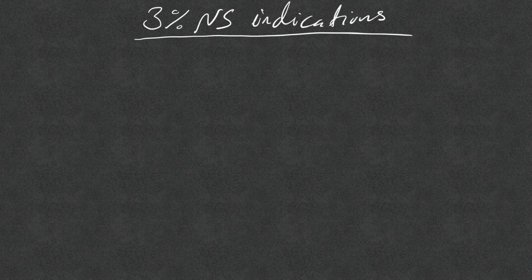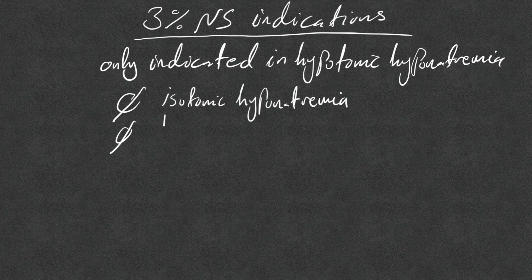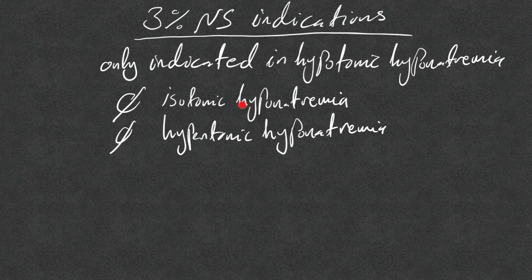Remember, 3% normal saline is only indicated in hypotonic hyponatremia, which means 3% NS is not indicated in isotonic hyponatremia or hypertonic hyponatremia. As you know, we said this is an artificially low sodium concentration, so there is no clinical implication, no treatment required, and hypertonic hyponatremia does not cause symptoms related to hyponatremia. So there is no worry of hyponatremia related symptoms or worries about overcorrection in hypertonic hyponatremia.